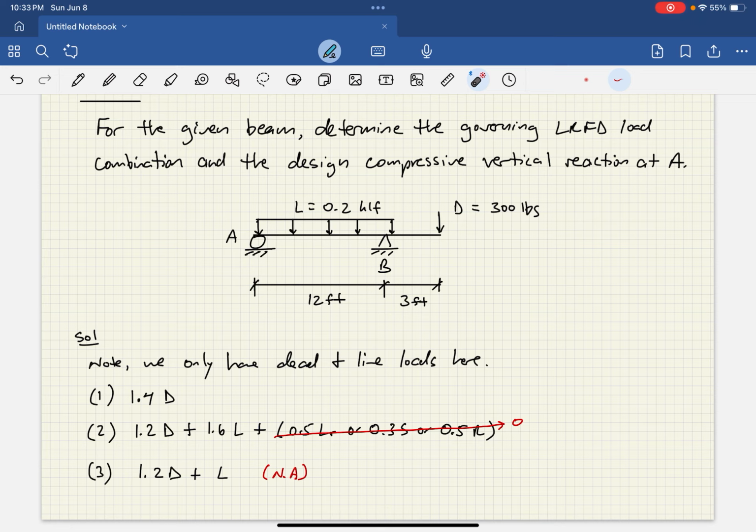So how do we go about solving this? Well, we're interested in the compressive vertical reaction at A. This is the load effect that we were talking about earlier that we care about. So what we need to do is solve for AY, okay? We need to solve for AY for the dead load and then separately for the live load. We're going to solve for AY two different times here. Once when we only have the dead load, and then again when we only have the live load, and then we're going to combine them based on these two load combinations and see what governs, okay? So let's go ahead and do that.